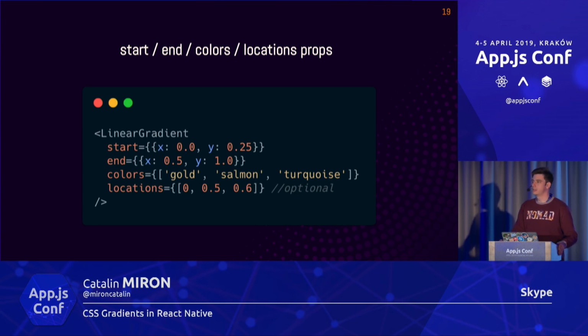Linear gradient works on React Native in two different ways. The first one, you need to pass the start, end, locations and colors: x, y coordinates for start and end, and the colors, which is the list of the colors, and locations, which is an optional list. Otherwise, it will try to spread them equally.